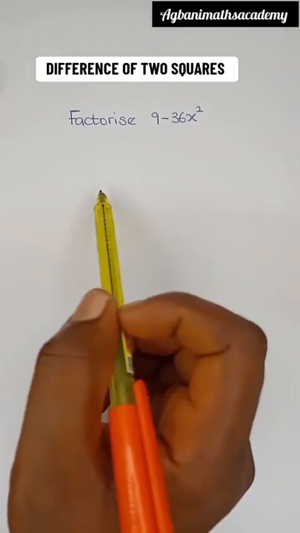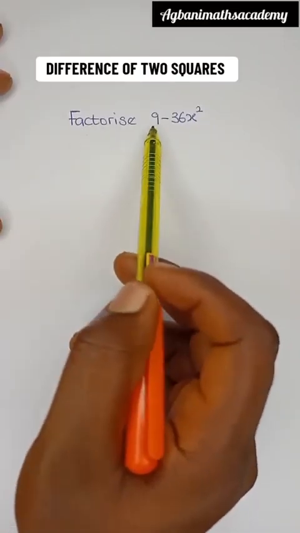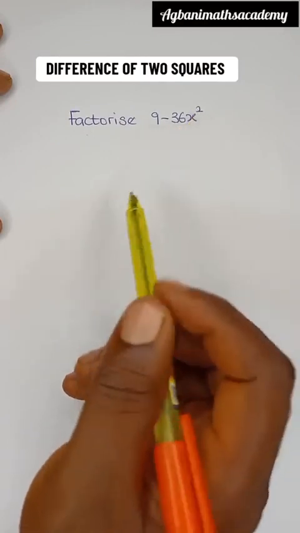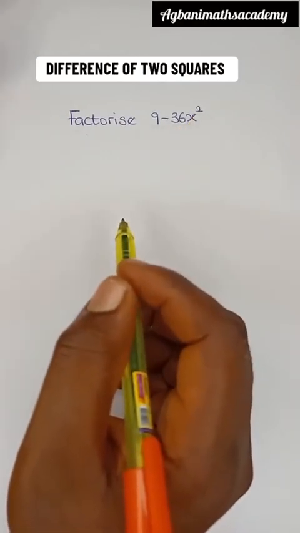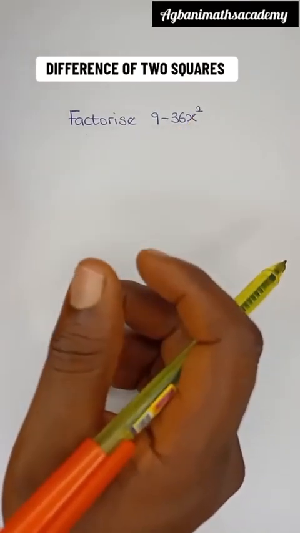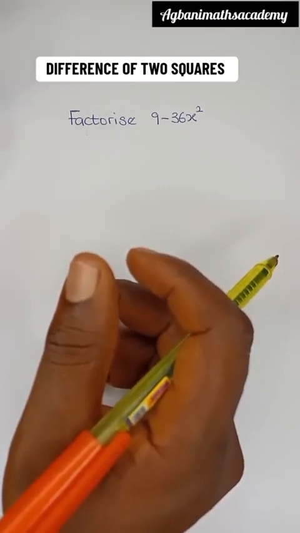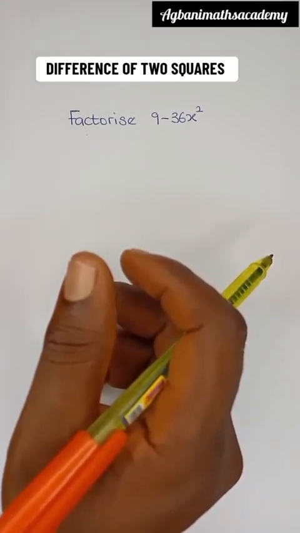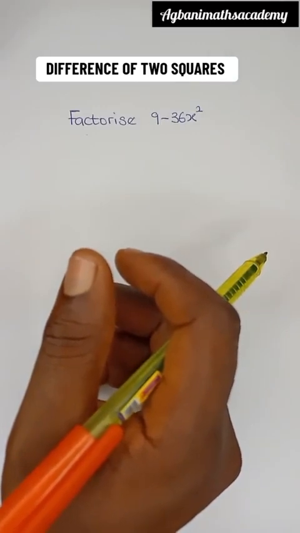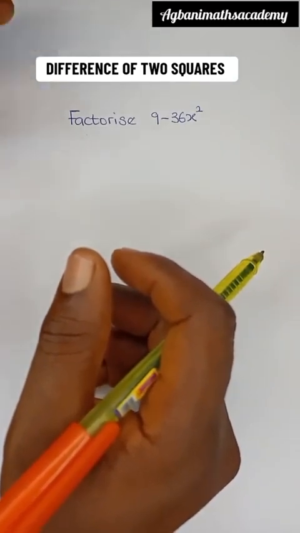Hi guys, let's look at this simple question that we have here. We're told to factorize 9 minus 36x squared. So this is a simple algebra. To factorize an algebra simply means to find two or more algebras that can multiply themselves to give the algebra in question. So in order to do this, we are going to apply difference of two squares.